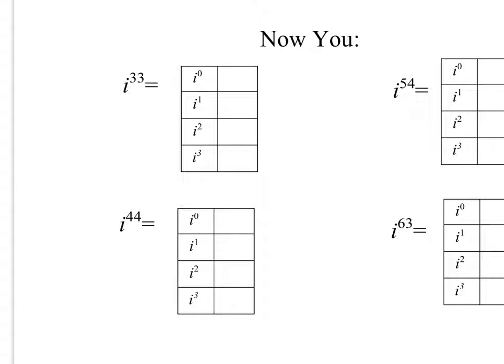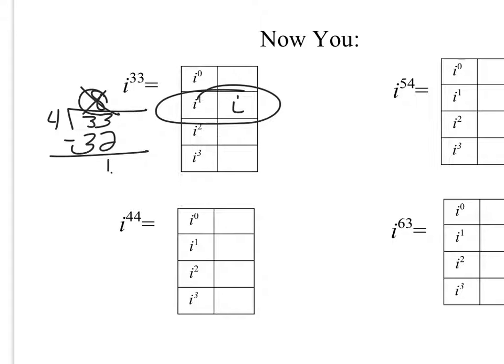So we try 33. Hopefully you kind of know already because we just did 34, but 4 goes into 33 8 times also. 8 times 4 is 32. We have 1 left over, so we went around the circle 8 times. We have to go over 1 more time. So i to the first power is the same thing as i to the 33rd, which is just i. So anytime you have an exponent on an i, you should get rid of it because you don't need it. The answers are only going to be 1, i, -1, or -i.